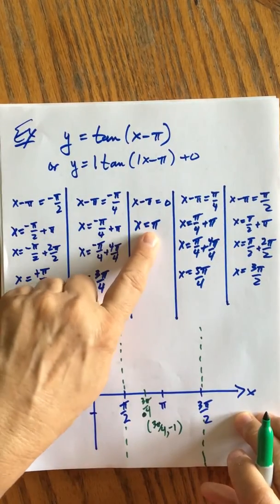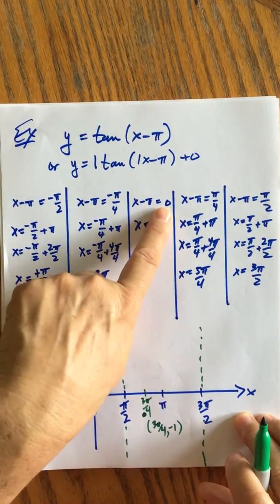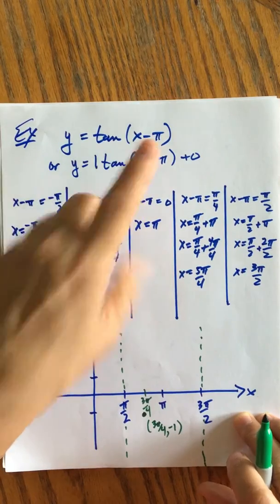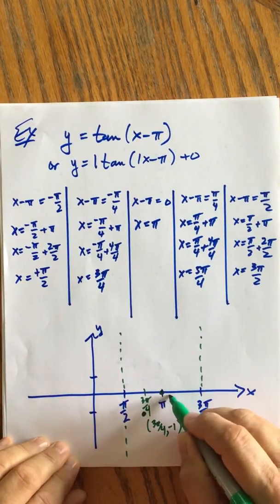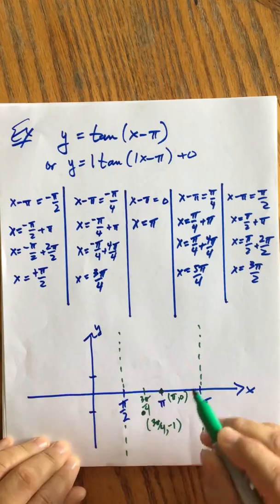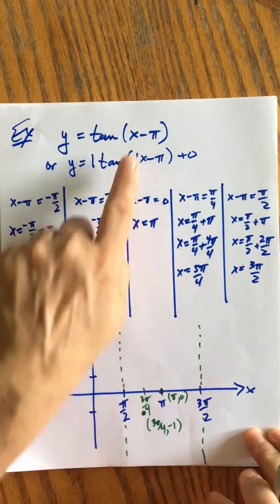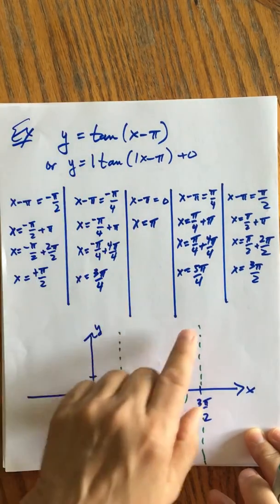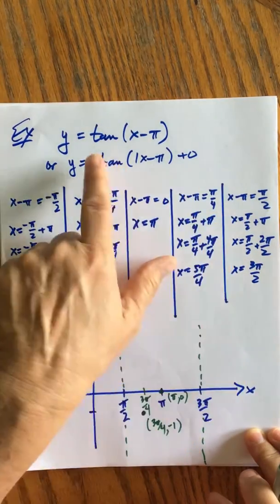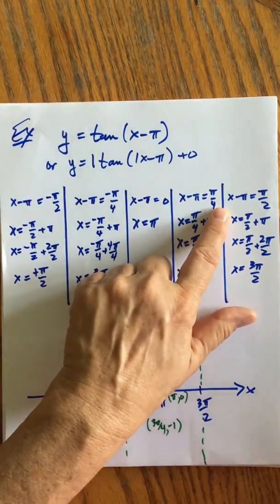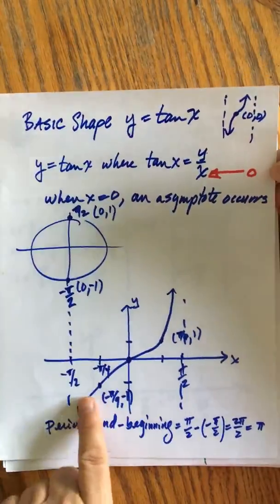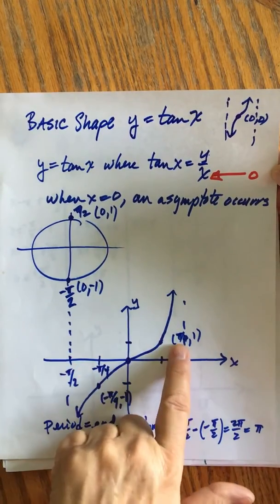And then when I put in pi, it's going to act like tangent of 0, which is 0. So I'm going to have a point here, pi, 0. And then when I put in 5 pi over 4 in here, it's going to act like tangent of pi over 4, which I know is 1 because I've committed to memory these values, right? So at pi over 4, tangent ends up being 1.